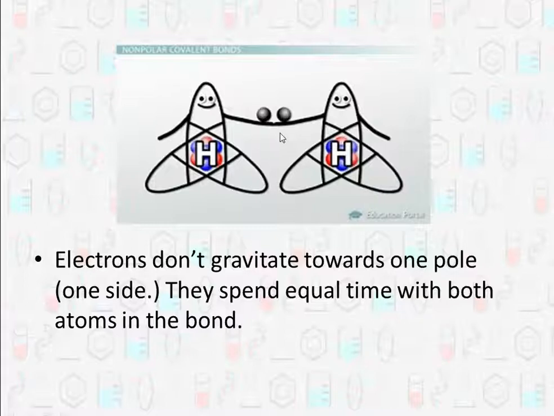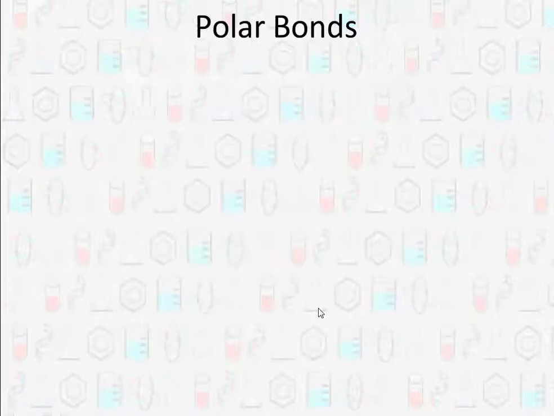Look how happy they are. They're sharing equally. The two electrons don't spend more time over here on one pole, and they don't spend more time over here on this pole. They spend all their time shared equally in the middle. They're super happy. The electrons don't gravitate towards one pole, one side. They spend equal time with both atoms.